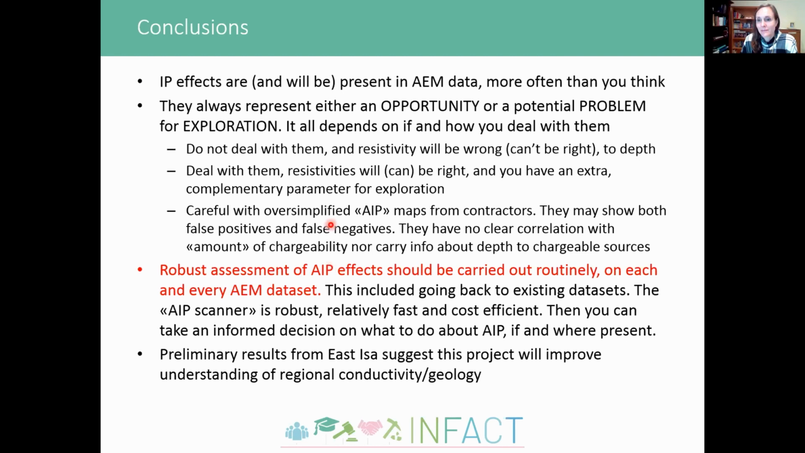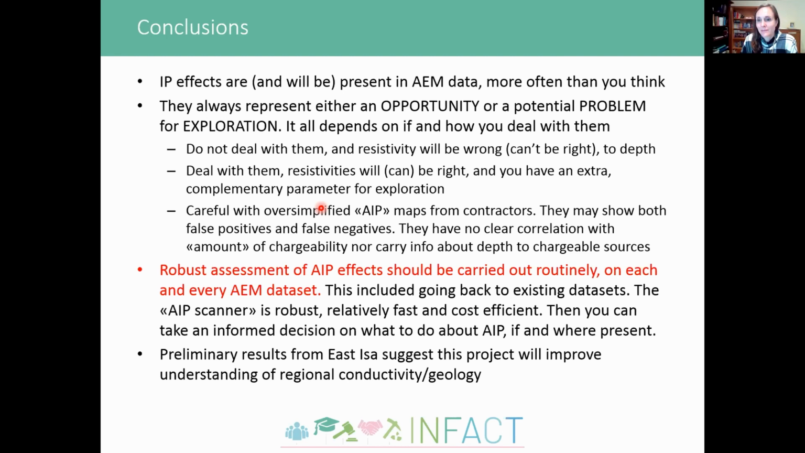Be careful with oversimplified airborne IP maps from contractors. I think some of them do offer some degree of airborne IP map. My understanding of what they do is that they take a lot of simplifications that, in my view, can actually be counterproductive because I think they will yield both false positives and false negatives. And in my view, a robust assessment of IP effects should be carried out routinely on each and every airborne EM data set.